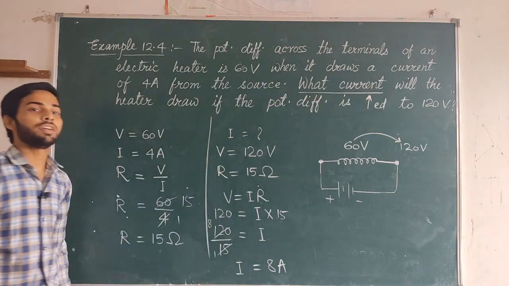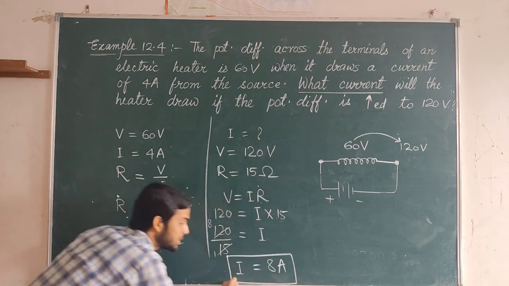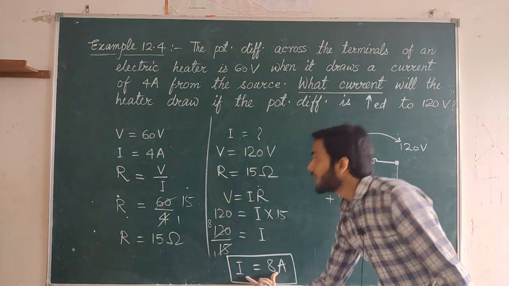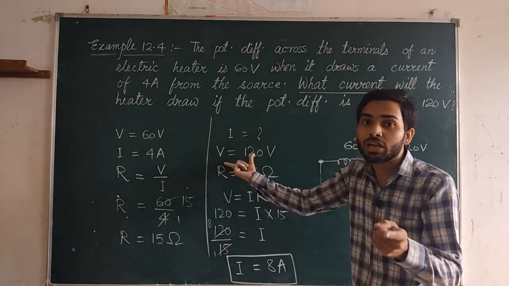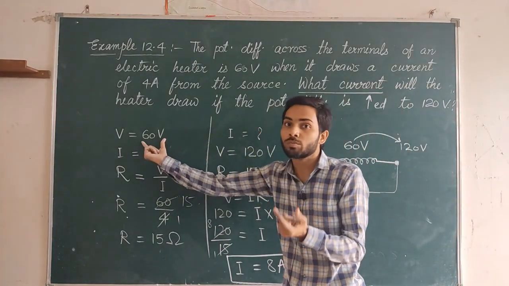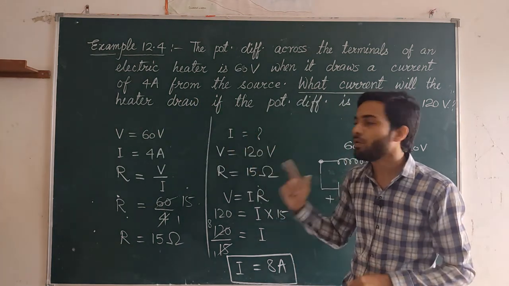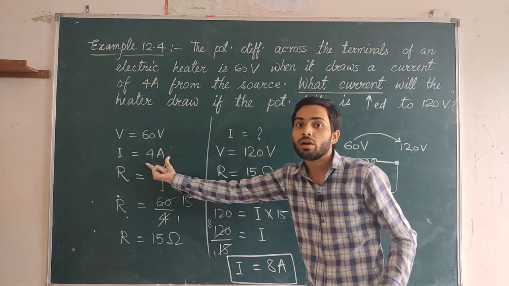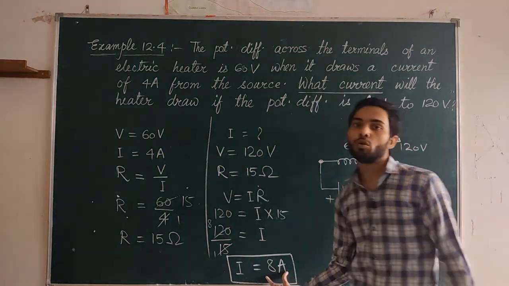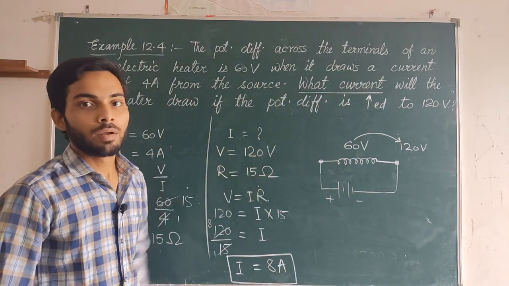Now my dear students, just watch carefully. Obviously you can notice from here that when the potential difference is doubled, from 60 to 120, the amount of current, that is 4 ampere, also becomes double, that is 4 twos are 8 ampere. This is Ohm's law. This example verifies Ohm's law. Okay, thank you.